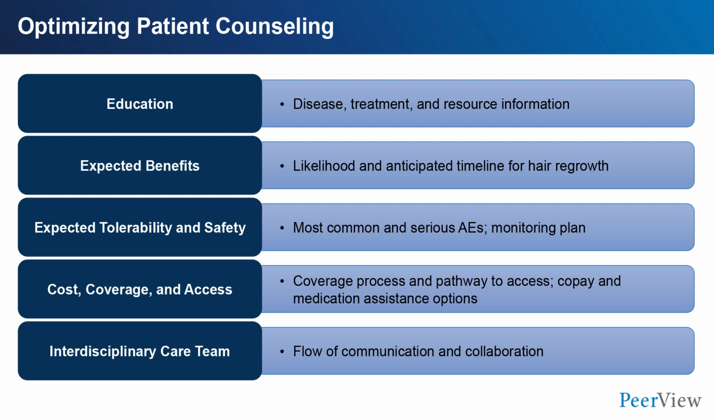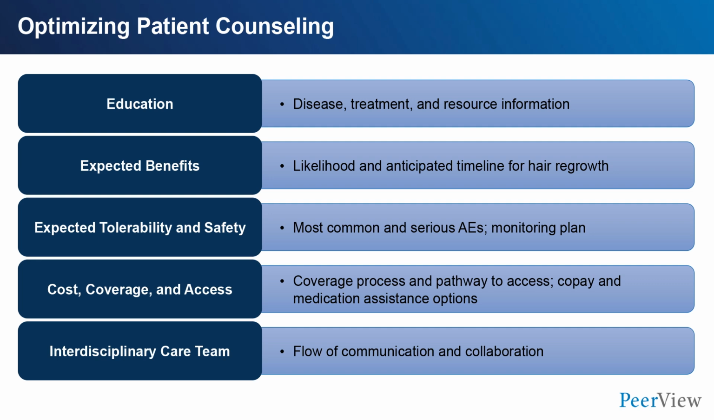We can talk about the expected benefits. Growth of hair is a big benefit for these patients, obviously. And what we have to be clear about, though, is the likelihood and the anticipated timeline for hair regrowth. While we all would love to have hair regrowth very quickly, sometimes it takes a while. And so we have to be able to help patients understand that 9 to 12 months is not too long to wait to see hair growth on the newer drugs that we're able to give them now. We want them to understand the expected tolerability and safety of the medications that we're offering them. We want them to understand the most common adverse events and how we're going to monitor these adverse events for the patients.